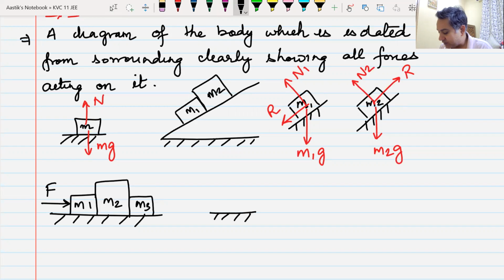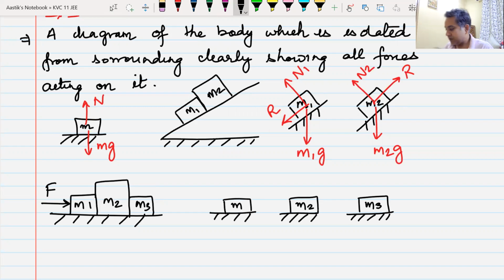So first I'll isolate the two bodies, three bodies. This is M1. I always draw ground whenever there is ground so that I understand where they are kept. Okay. M1, M2 and M3.